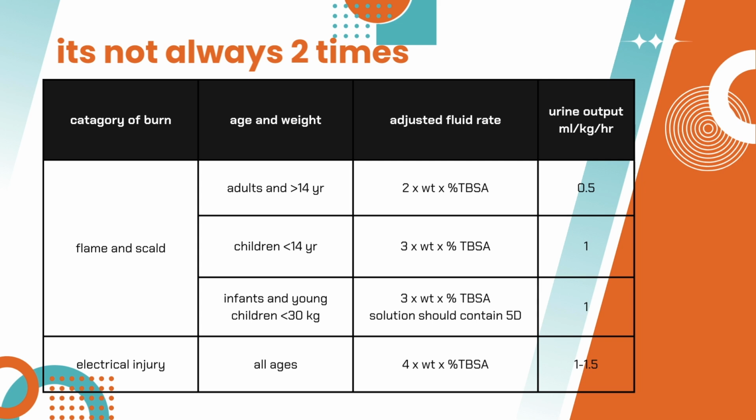In electrical injuries, all the electrical injuries are considered as deep to the bones and muscles, even though it may look like an entry wound with a small area of involvement. So, in electrical burns, it is considered as 4 into weight into percentage of body surface area, and the urine output target will be 1 to 1.5 ml per kg per hour.